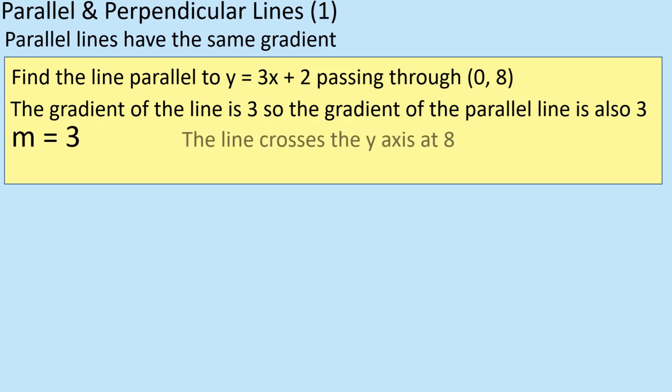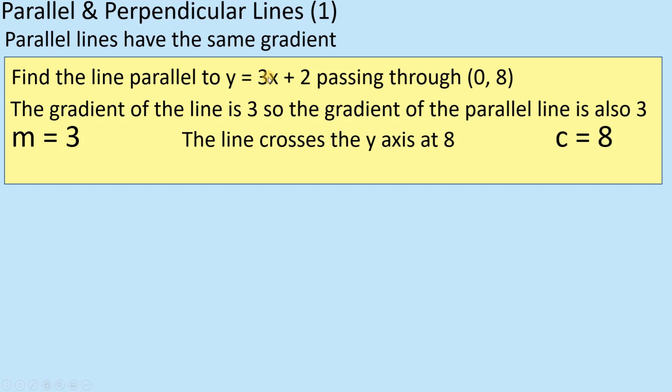So m is 3. And then because the line crosses the y-axis at 8, that tells me that c is 8. Because the idea is you're thinking about y equals mx plus c, where m is the gradient and c is where it crosses the y-axis, and that 0, 8 there tells me the coordinate of where it crosses. So it must cross at 8, so therefore c must be 8.